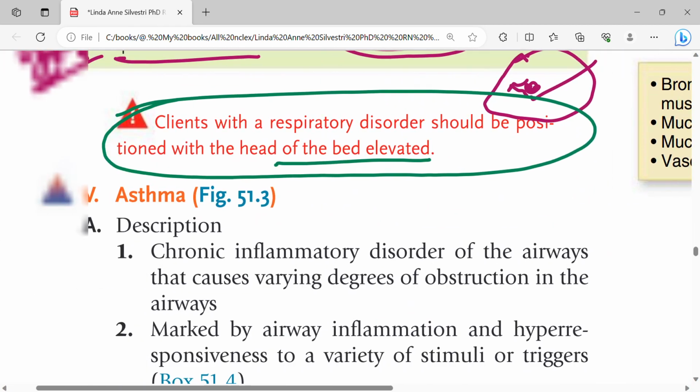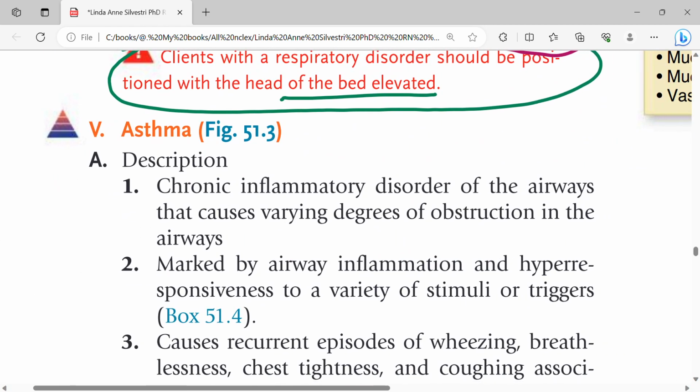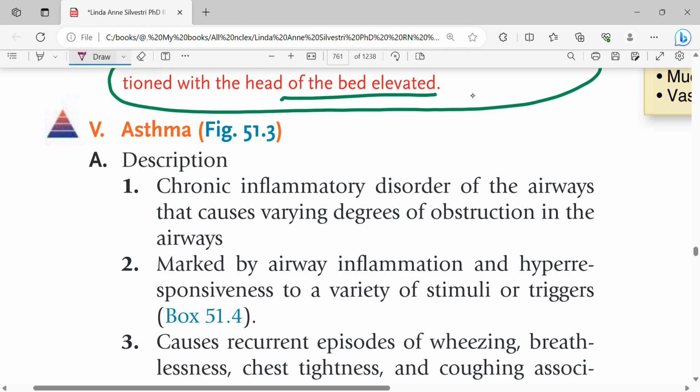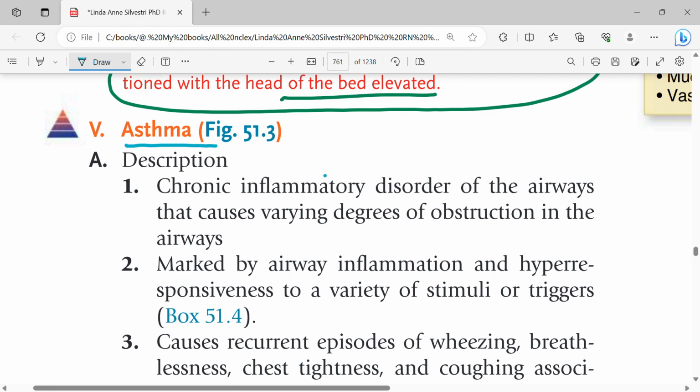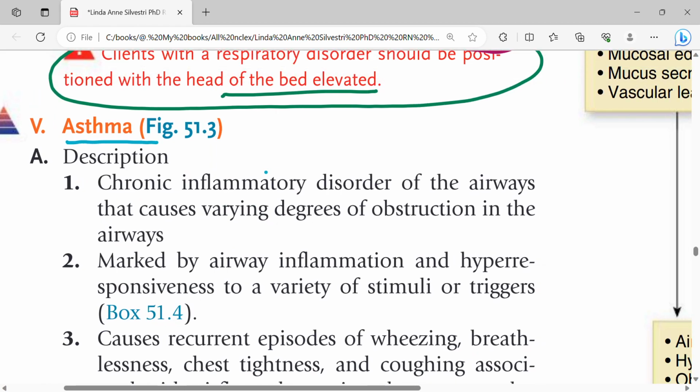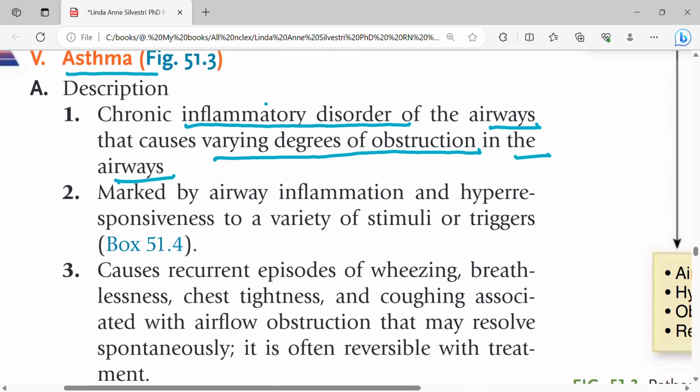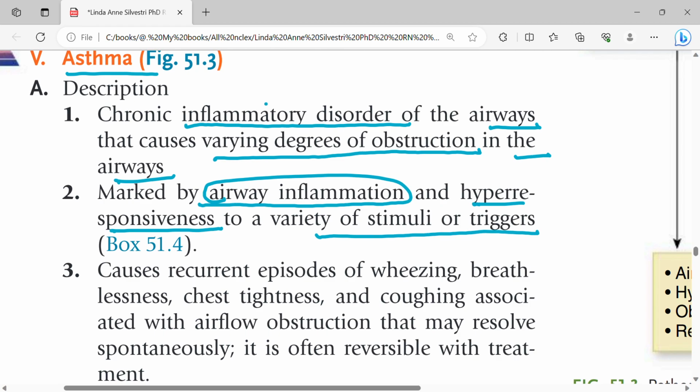Now the next topic is asthma. So what is asthma? Asthma is a chronic inflammatory disorder of the airways that causes varying degrees of obstruction in the airways. It is marked by airway inflammation and hyperresponsiveness to a variety of stimuli or triggers.